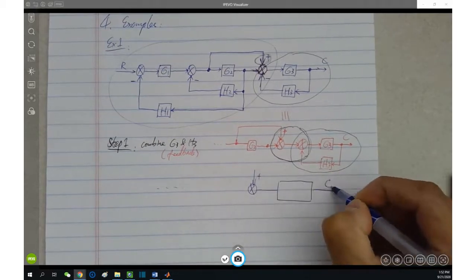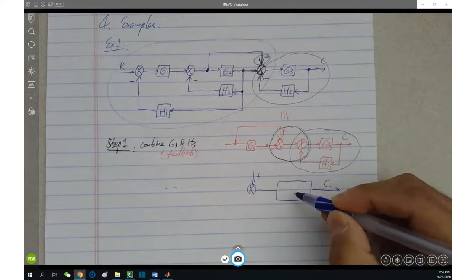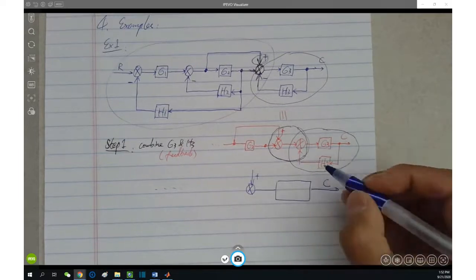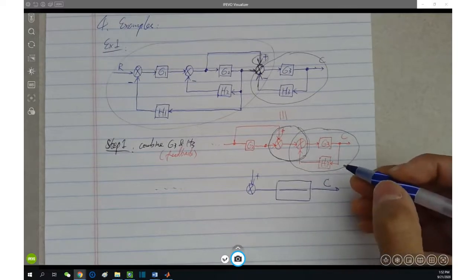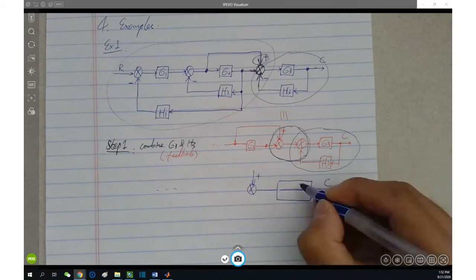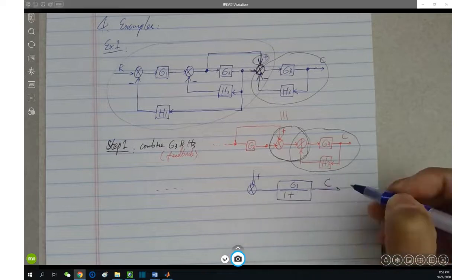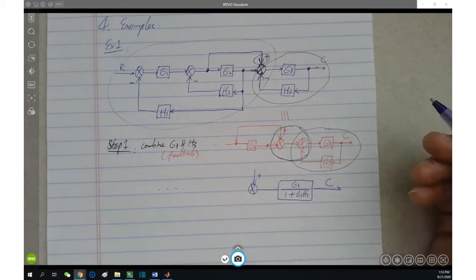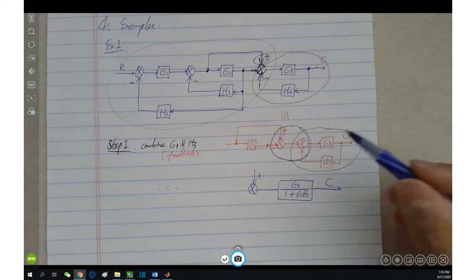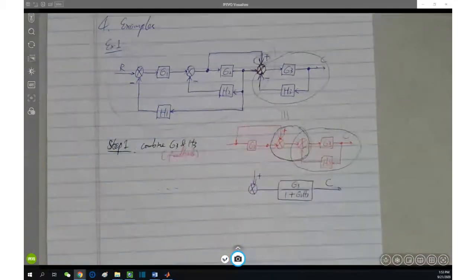C. Like we just said, we'll combine G3 and H3 together, and then what do we end up with here? There's a ratio, right? Numerator is whom? It should be G3 divided by 1, and then we're doing negative feedback, so it should be positive, 1 plus H3 times G3. There we go. Correct. This is the result of combining G3 and H3, and the rest of the block diagram of course remains.